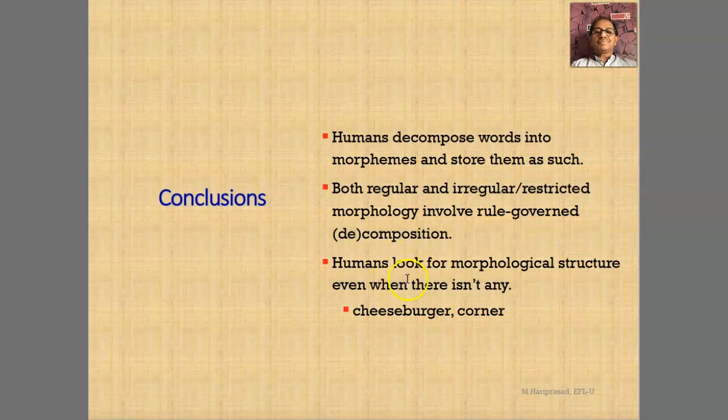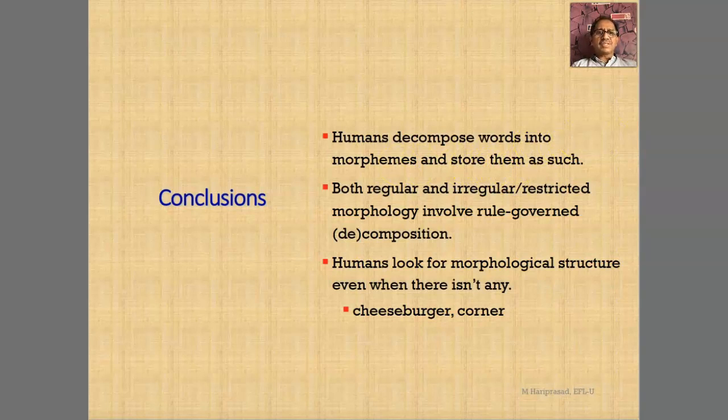Okay? Then humans look for morphological structure even when there isn't any. So when you are looking at a word like cheeseburger, there is no morpheme analysis involved. But we look at er as a separate morpheme, though it is not a morpheme in this word. Similarly, in the word corner, we look at er as a suffix. So corn plus er possibly. So we try to look for such morphological structure even when there is no morpheme existing in the word. This shows that humans store morphemes, not words, in their brains.